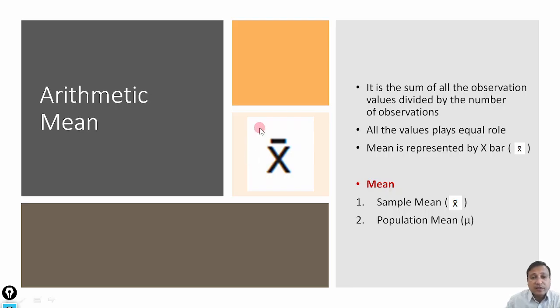So what is the meaning of arithmetic mean? Arithmetic mean is the sum of all the observation values divided by the number of observations. Here all the values play an equal role, and arithmetic mean is represented by x bar. It is denoted by x bar. Now let me explain what arithmetic mean is.